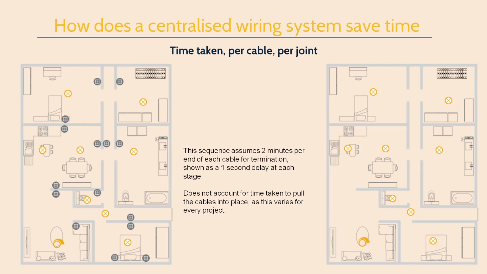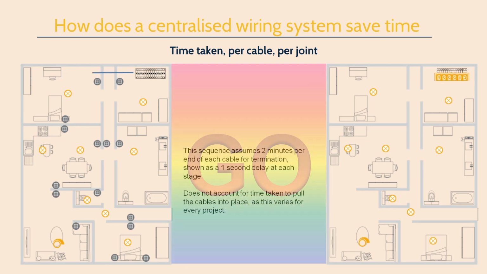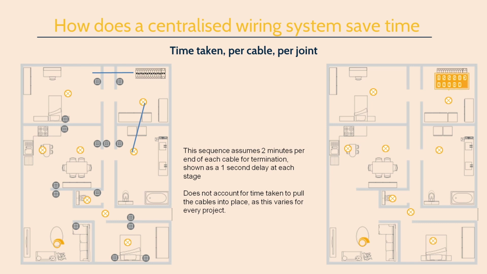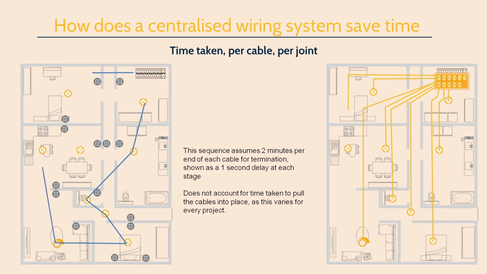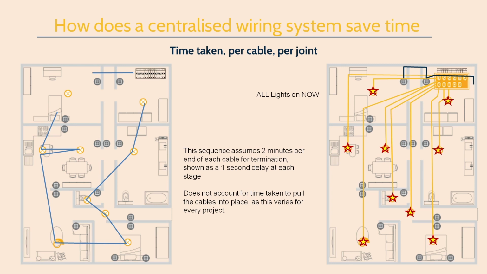The timing for this animation is that 1 second of time is the equivalent of how long it takes you to terminate one end of a piece of cable. Forgetting about the amount of time that it takes to pull the cables in, because that changes from project to project. To be fair, we're going to account for putting a pre-made cabinet in on the centrally wired side, meaning the classic team are ahead because they're already terminating cables into light fittings.